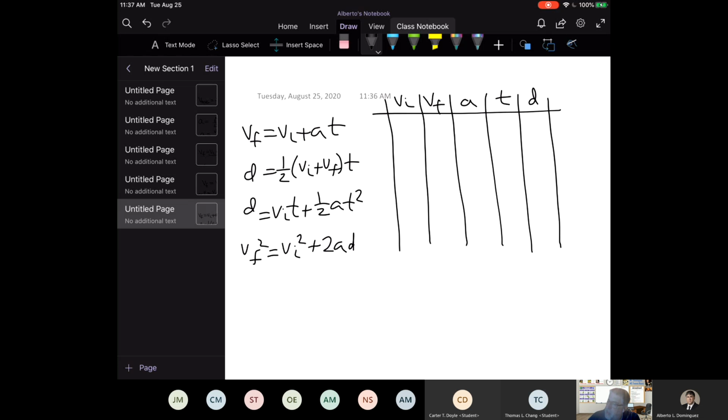This first equation has V initial in it. It has V final in it. It has A in it. It has T in it. But it does not have D.